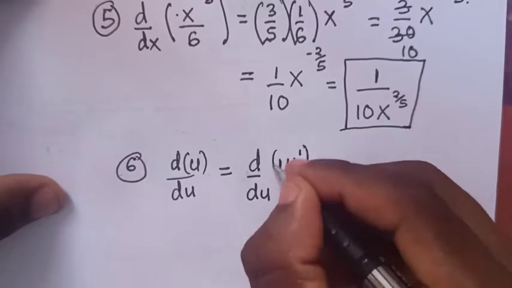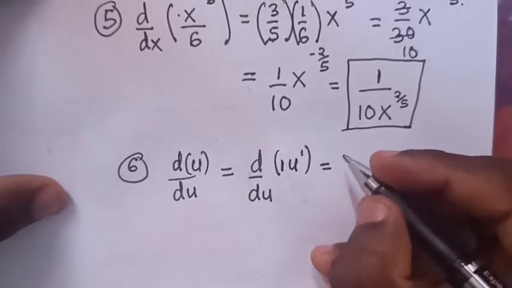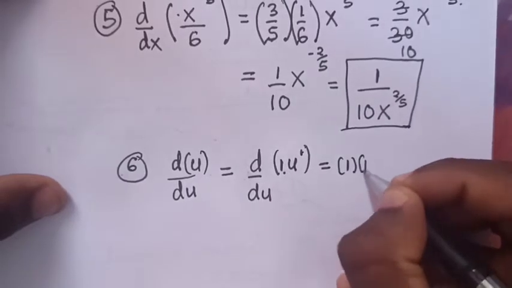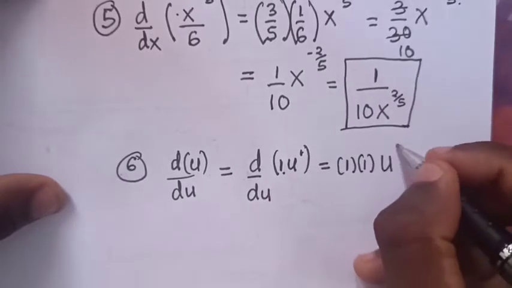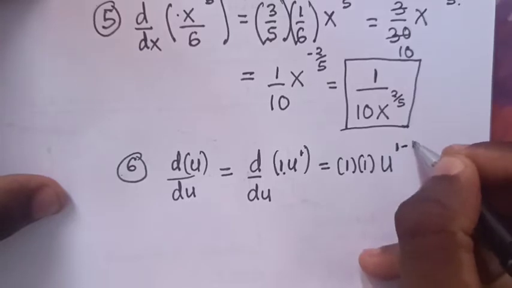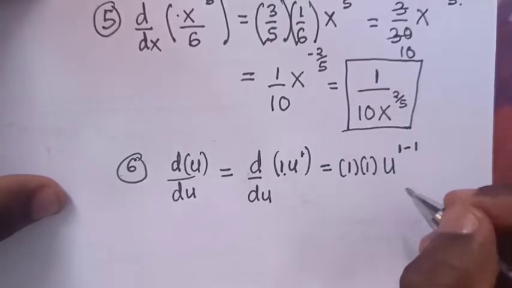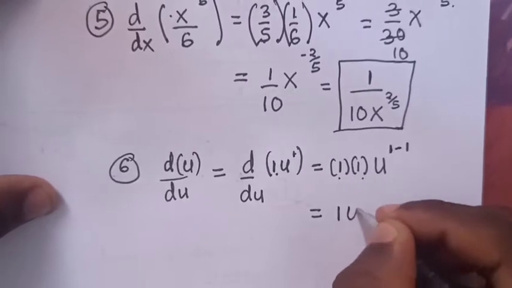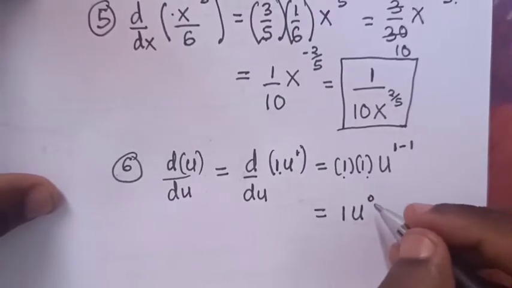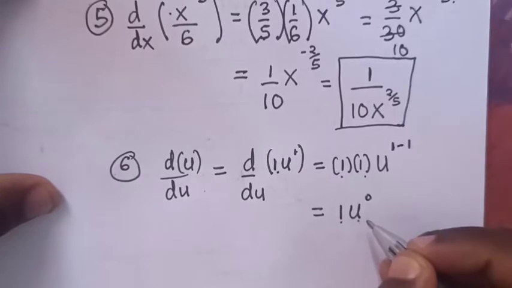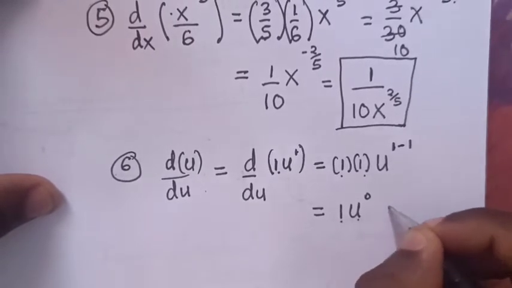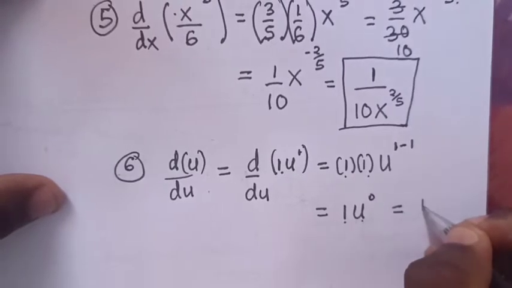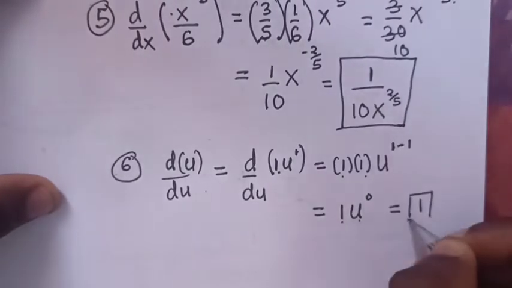We are putting this in the form of exponent and coefficient. It will be the derivative of 1 u power of 1 with respect to u. Our exponent is 1, our coefficient is 1 times u power of 1 minus 1. So 1 times 1 is 1, u power of 0, because 1 minus 1 is 0. So u power of 0 is the same as 1. So 1 times 1 is 1. So our answer is 1.